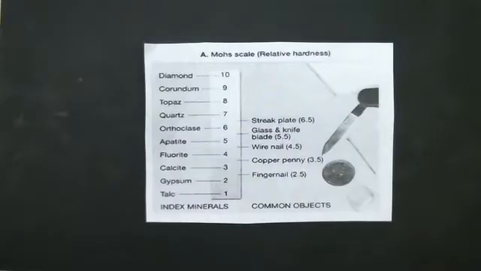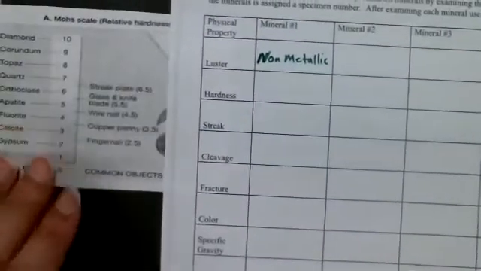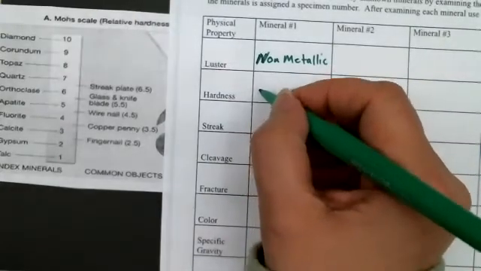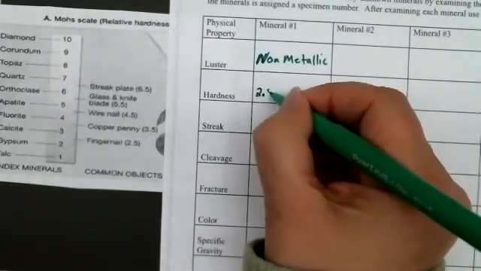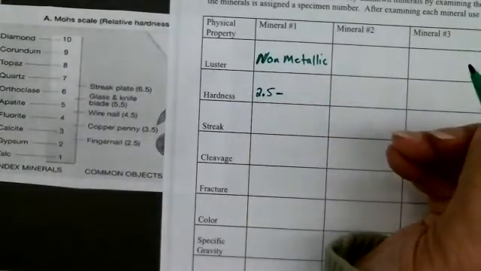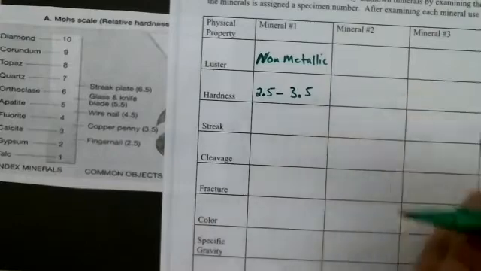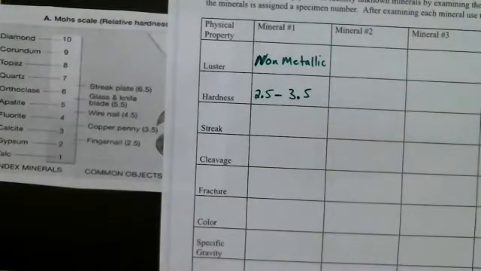So what that means is the hardness of this mineral is harder than my fingernail. So it's greater than 2.5. And it's softer than the penny, which is 3.5. So that's my hardness, a range. I cannot give it one specific number. I can only give it a range between 2.5 and 3.5.